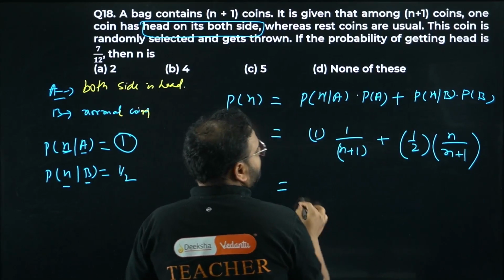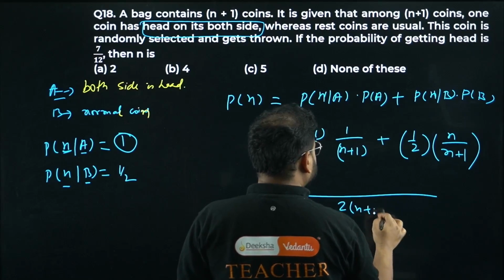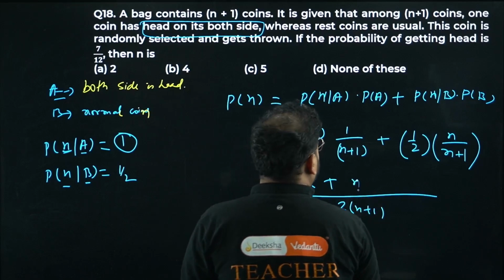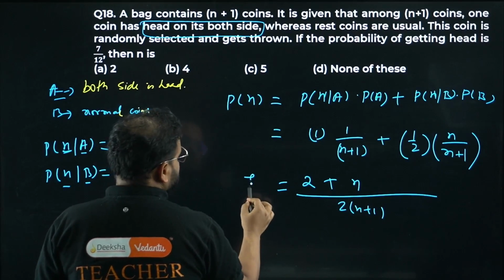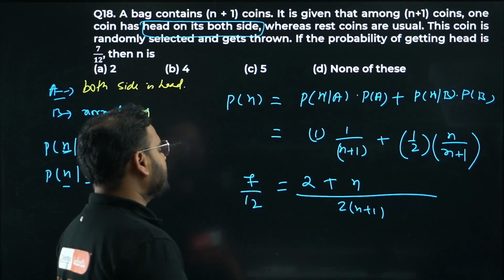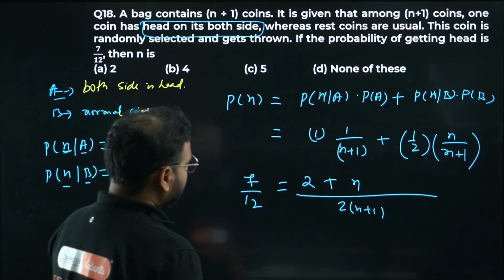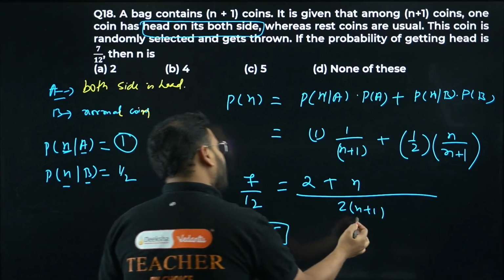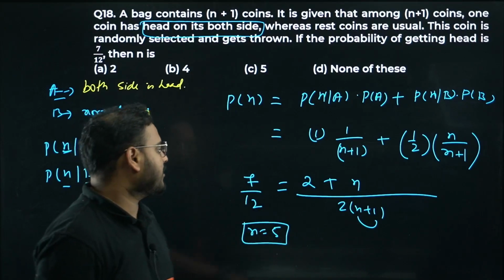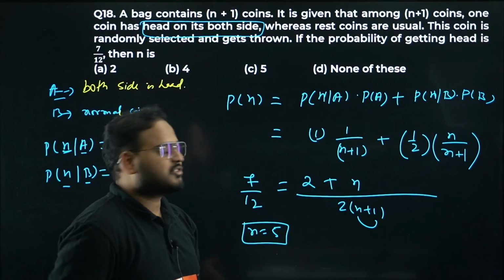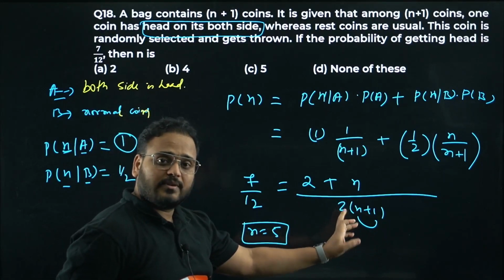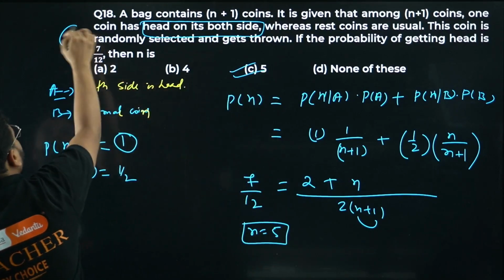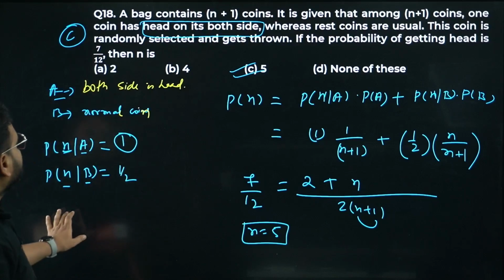Take LCM now. I have LCM as 2 times n plus 1, and this becomes n plus 2. What I have over here is 7 by 12. If you compare, n is 5. Please check: 5 plus 1 is 6, 6 into 2 is 12, and 5 plus 2 is 7. So n value is 5. Option C is correct. Question number 18 is done now.